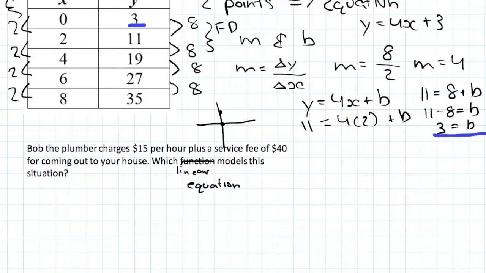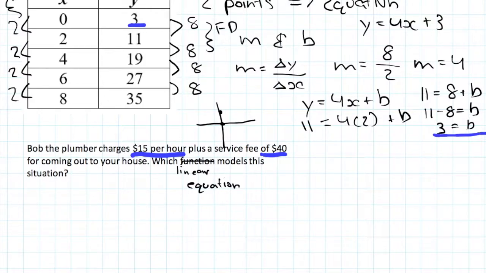So I'm going to begin to start modeling this equation. It says that he charges, so I'm going to outline the most important things. He charges $15 per hour, which is pretty important. So $15 per hour plus a service fee of $40 for coming out to your house. So you could think of this as the slope, as it is really determined using an x value. It's not determined on its own. And the service fee is kind of like a y-intercept. It's kind of like a b because it's on its own, right?